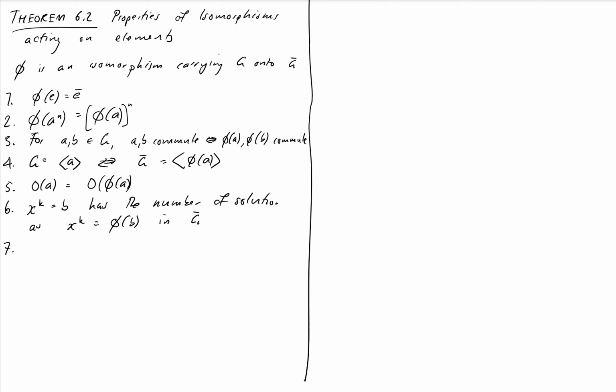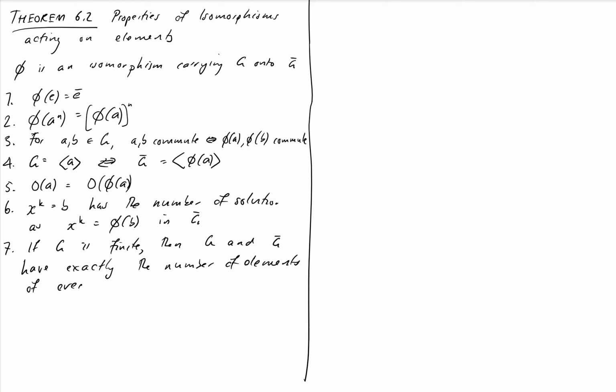Alright, continue on, one more. If G is finite, then G and G bar have exactly the same number of elements of each order. Okay, and that completes our list.